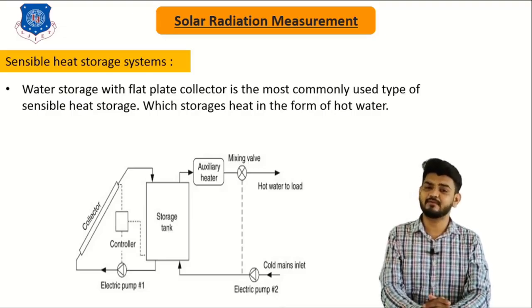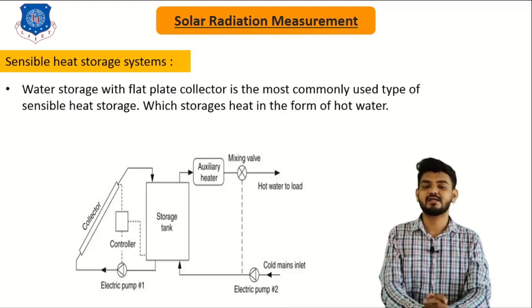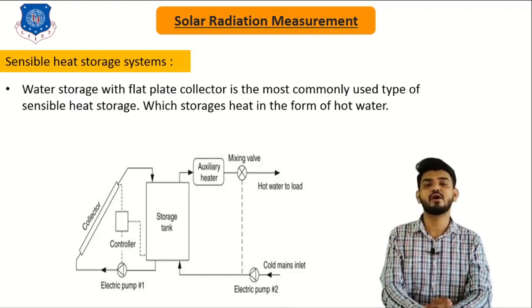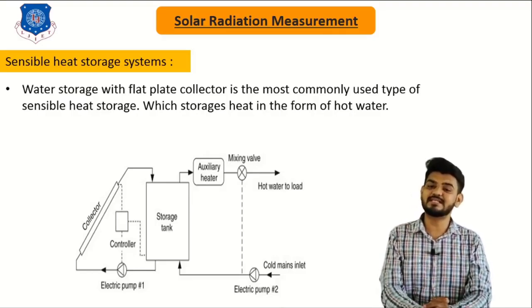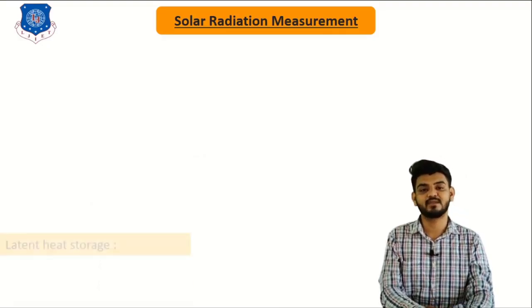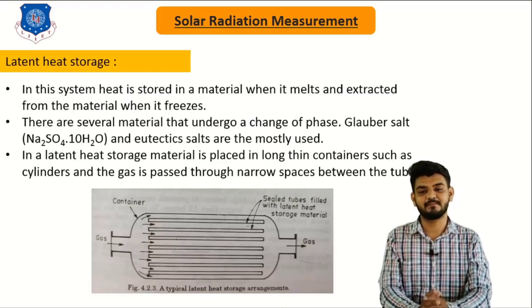So when this hot water or heat energy is required, this hot water is then supplied to the auxiliary heat exchanger and then to the hot water load. So this was all about sensible heat storage systems. Now let's understand the latent heat storage system.